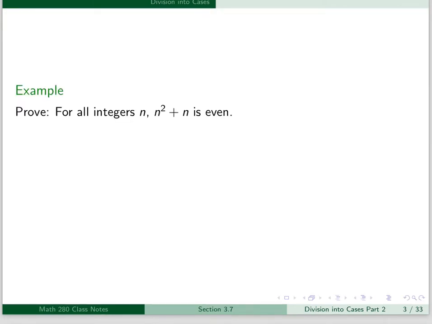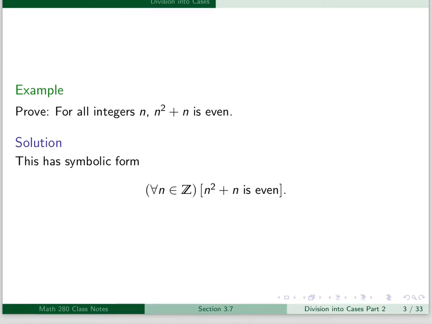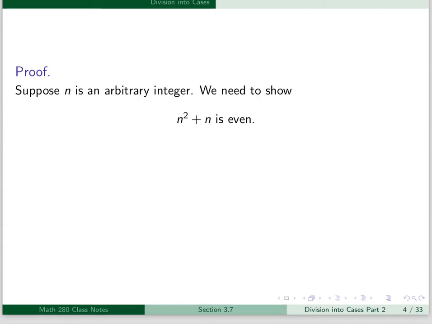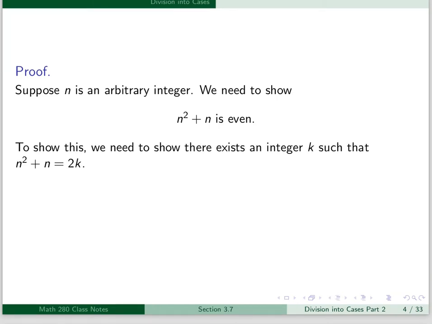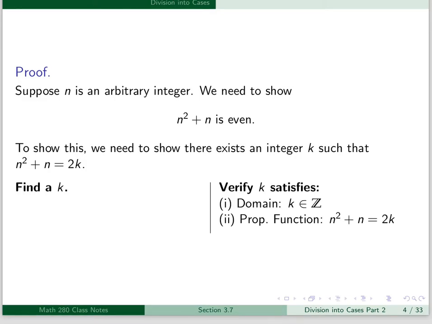So we want to prove for all integers n, n squared plus n is even. This has symbolic form for all n in Z, n squared plus n is even. And so we'll start our proof. Suppose n is an arbitrary integer. We need to show that n squared plus n is even. To show this, we need to show there exists an integer k such that n squared plus n is equal to 2k. So we'll set up our two columns. We need to find a k and then verify that k satisfies our two conditions.